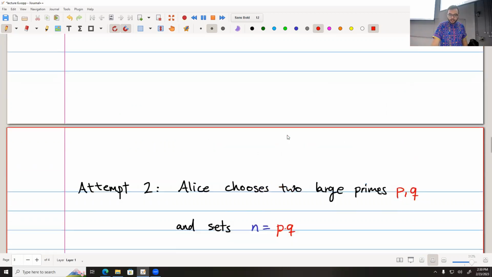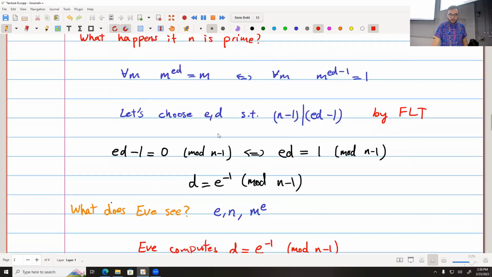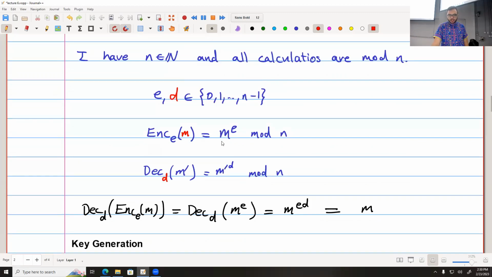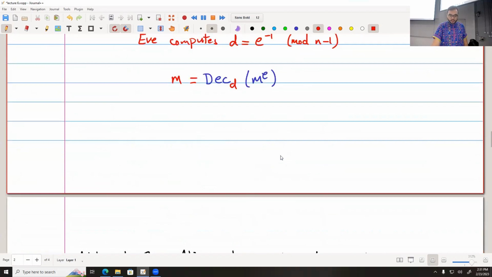Okay. Now, again, I'm going to say that my E and D are chosen the same way. And I'm going to say that my encryption is just raise m to the power of E, and my decryption is to raise the message to the power of D, and all of my calculations are modulo n, so I'm keeping all of that the same. It's just that my n is not a prime number anymore. Now, let's see what happens.